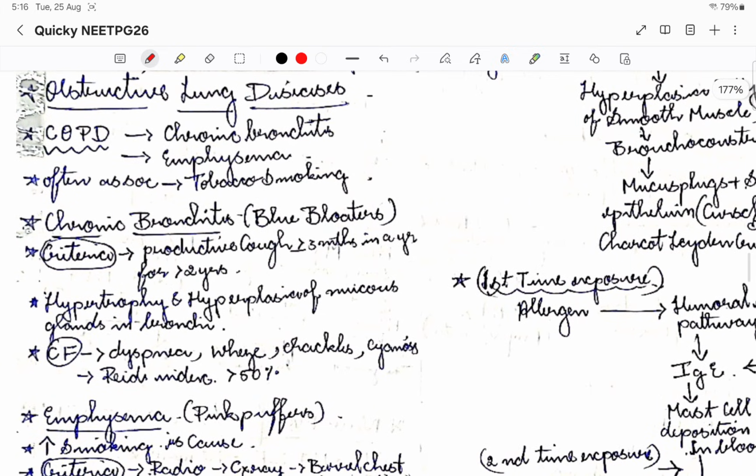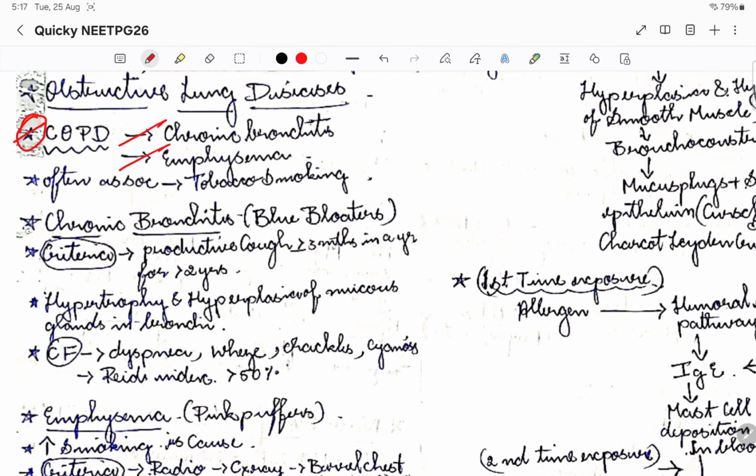So in obstructive lung diseases, the first thing is COPD, chronic obstructive pulmonary disease. Okay, so what does that mean? There is some obstruction with respect to the airway which is causing the issue. Okay, so what are the two types? The diseases with respect to COPD are chronic bronchitis and emphysema.